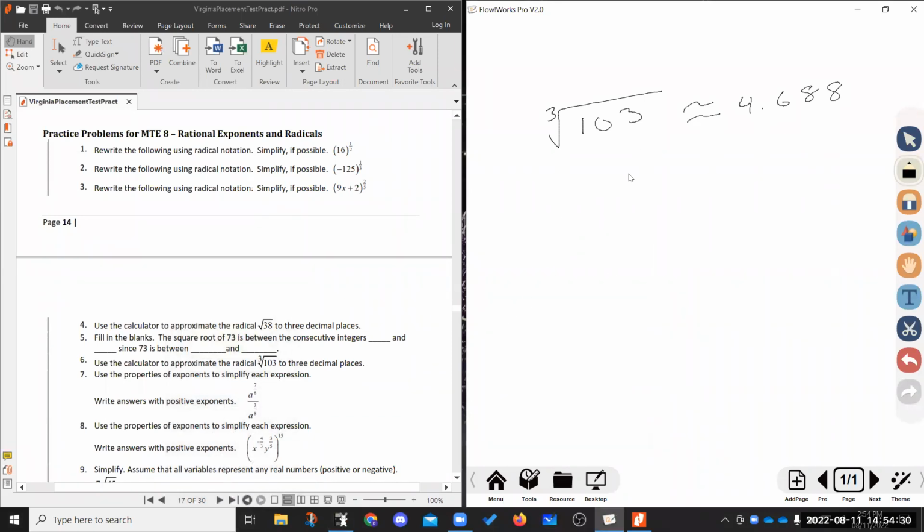That was number 6. On to number 7. Use the properties of exponents to simplify. A to the 7/8 divided by A to the 3/8 is A to the 7/8 minus 3/8, is A to the 4/8, which is the same thing as A to the 1/2. 4 goes into 8 2 times. So that's the same thing as the square root of A.